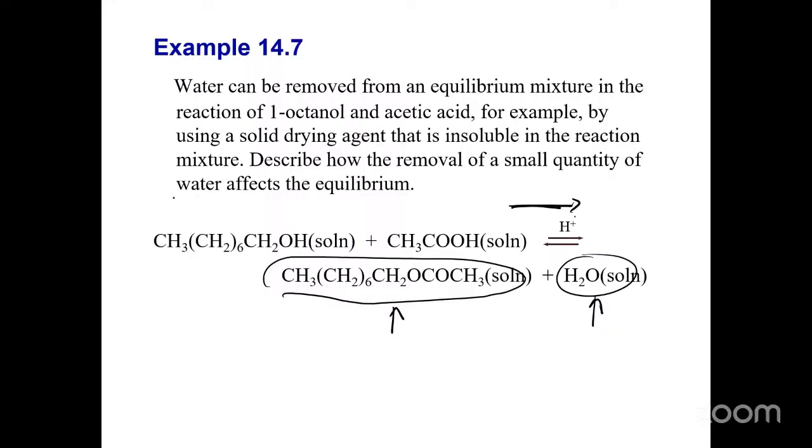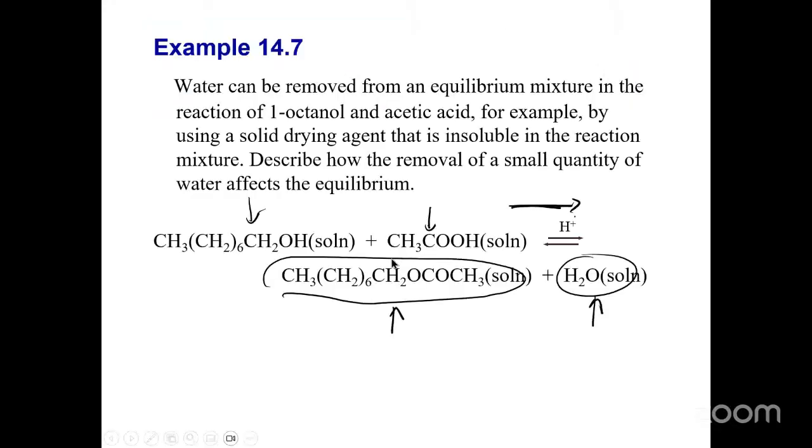Also, you could increase the concentration, as we saw before, of this or this, well, I should say and or this. So basically, by increasing the concentration of one octanol and acetic acid, you can also favor the formation of your product. All right. Now, if you remember, I talked about the Haber process in the previous chapter, kinetics, right?